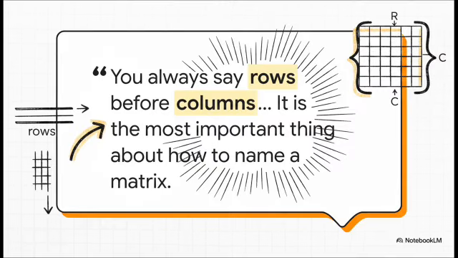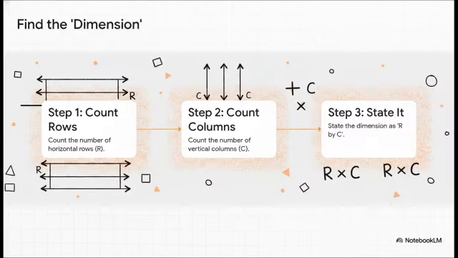Okay, and here is the one rule you absolutely, positively cannot forget. You always say the number of rows first, and then the columns. Just burn this into your brain. R before C, always. And that R before C rule? It leads us right into how we talk about a matrix size, which we call its dimension.